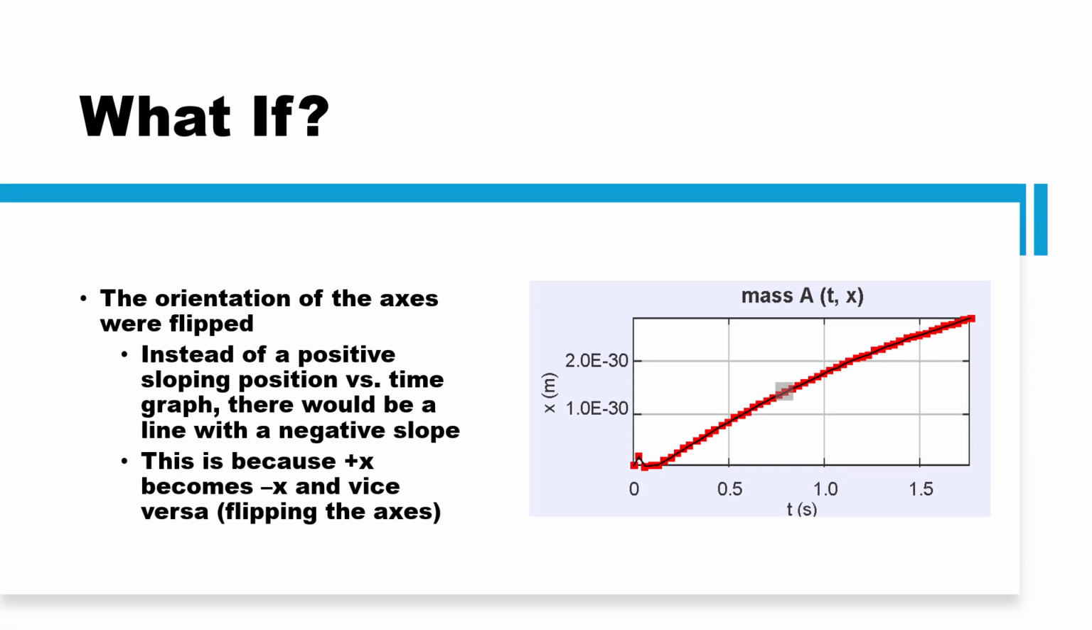If the orientation of the axes were flipped, instead of a positive sloping position versus time graph, there would be a line with a negative slope. This is because the positive x direction becomes the negative x direction, and vice versa, flipping the axes. The tracker graph on the right would show a negative slope, with the position moving closer and closer to zero over time.